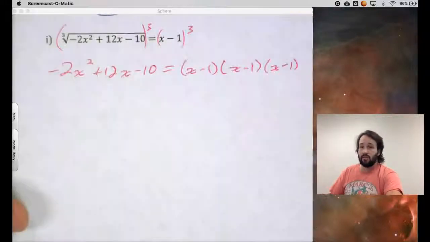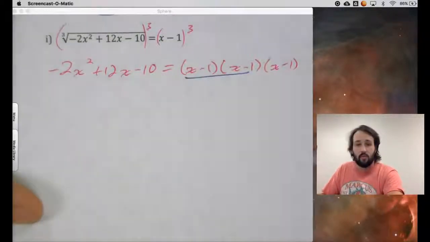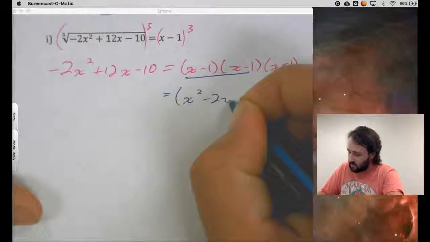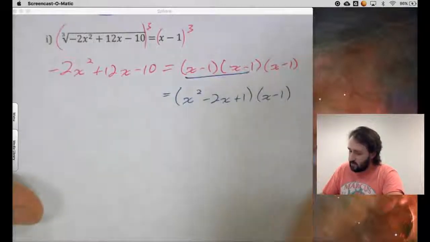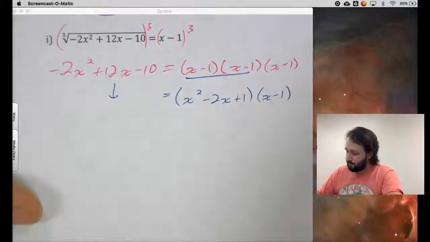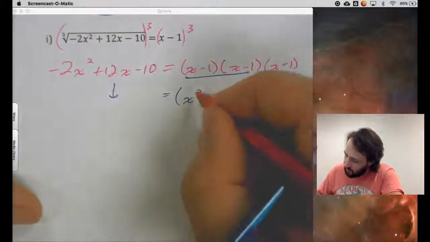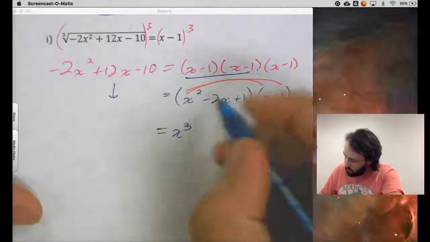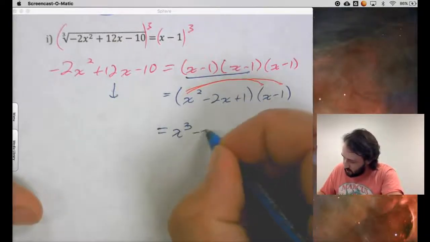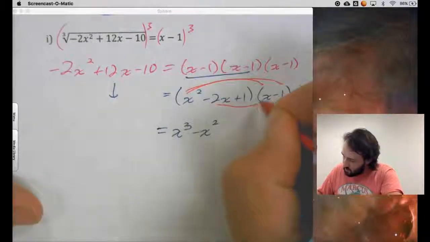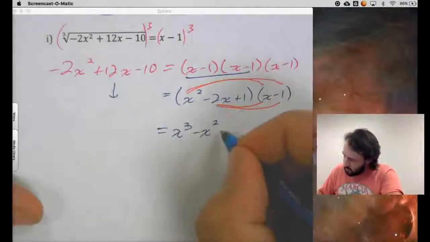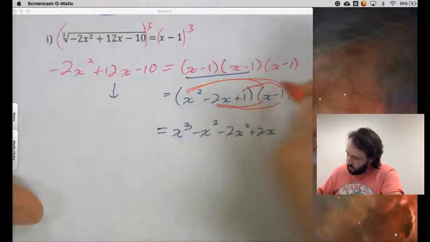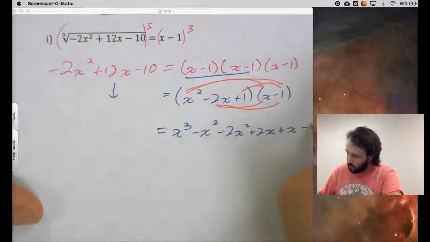So when you're multiplying 3 things together, only multiply 2 of them at a time. So it's going to be a little bit tedious, but I need to multiply those 2 first. So x squared minus 2x plus 1, now times the x minus 1. This side is going to stay the same. So now here, distribute that x squared to both terms. So that gives me x cubed, x squared times x, x cubed, minus x squared. Now distribute the negative 2x to both. So minus 2x squared plus 2x, and then distribute your 1 to both. So plus 1x minus 1.